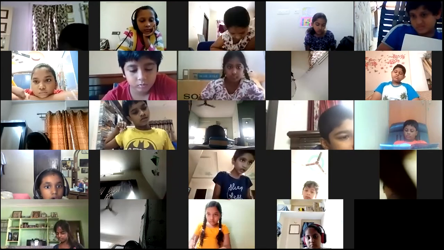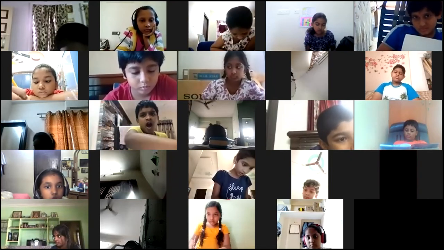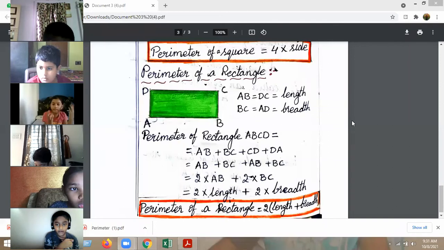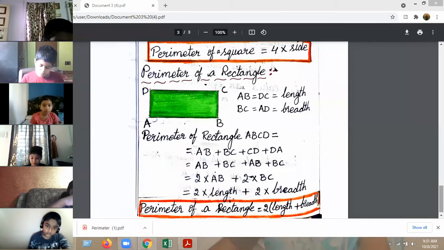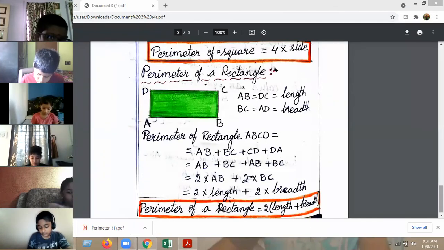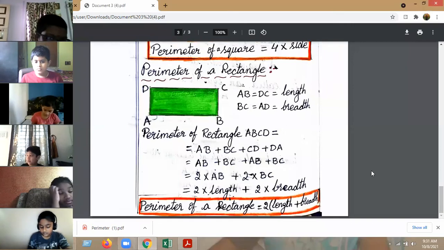Okay, children, now open your maths notebooks. One second. Write down this one. Children, up to yesterday we completed perimeter of a square. So a little part is left over. Write down perimeter of a rectangle.